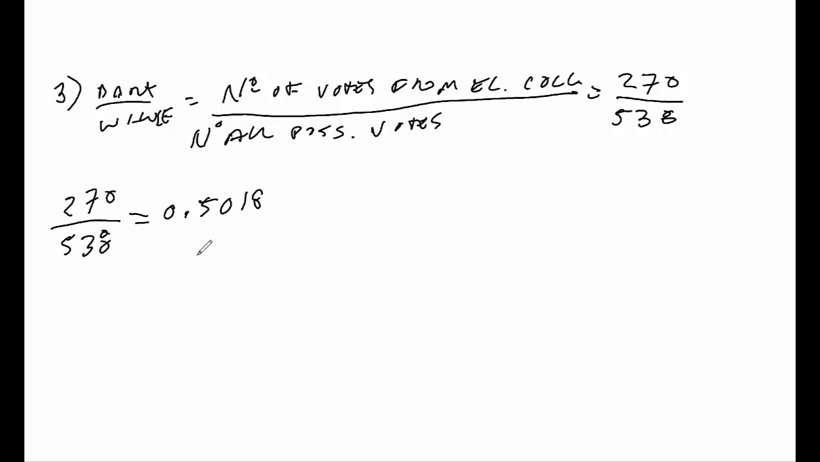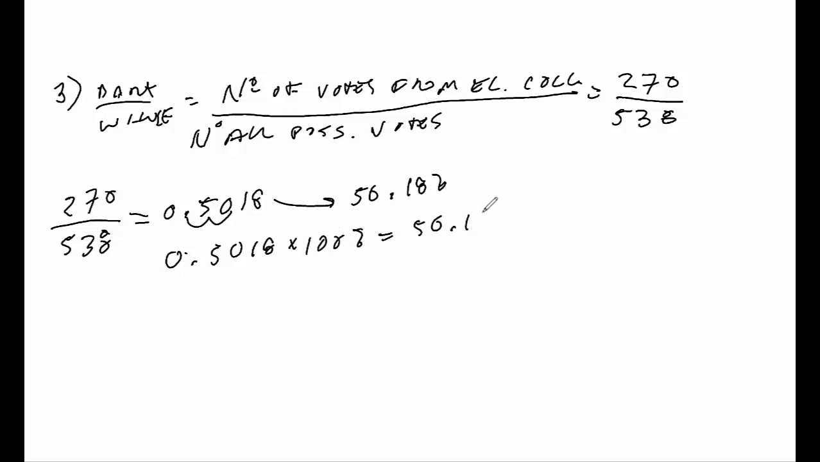So in order to do that, as we said earlier, we can move the decimal over 2 places and add a percent sign to get 50.18%, or we can take 0.5018 times 100%, and we get 50.18%.